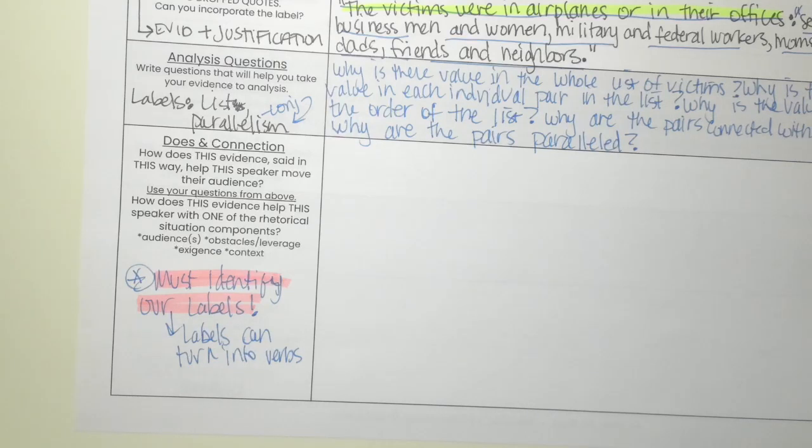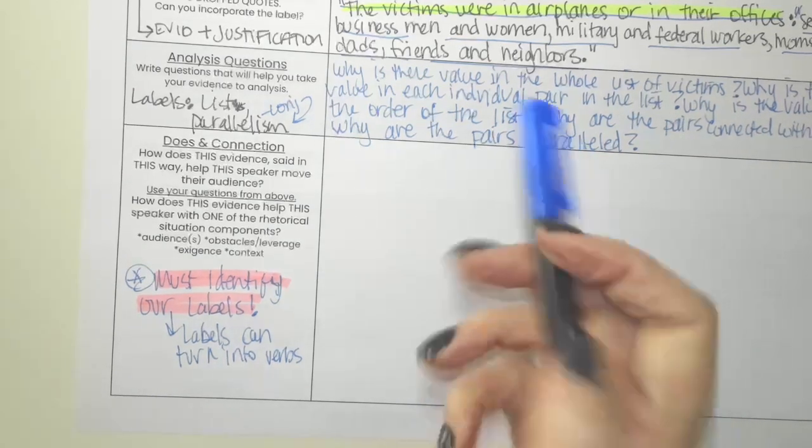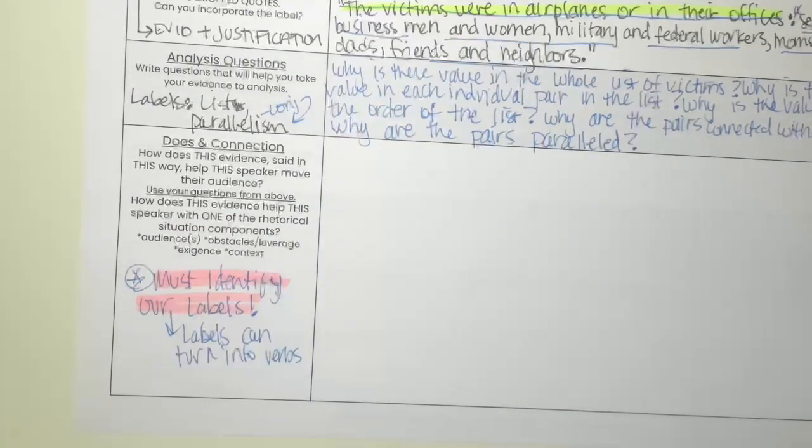All right, y'all ready? Talk to your partner. See if you can answer that first question. Don't write it down because you'll screw it up. Talk to your partner. Why is there value in that whole list of victims? Turn to your partner, go.